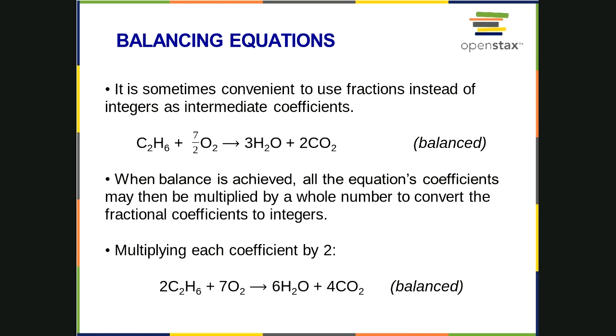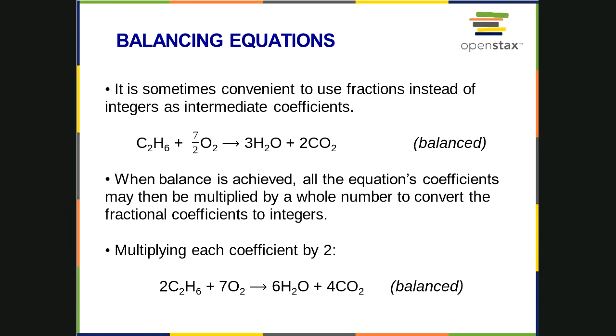However, we don't want to represent an equation with fractions because we want to think of this as whole number relationships, because technically molecules exist as whole units. We don't have half molecules. So once we have a balanced equation, we can just multiply out the fraction. To get rid of that 2 in the denominator, we take every part of the ratio and multiply it by 2. So instead of 1 C2H6, I have 2 C2H6s, and then 7 halves times 2 is 7. 3 times 2 is 6 for the waters, and 2 times 2 is 4 for the carbon dioxide.